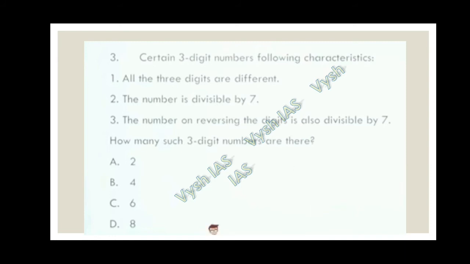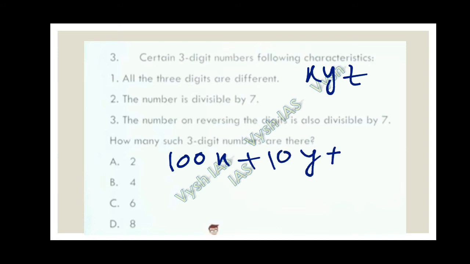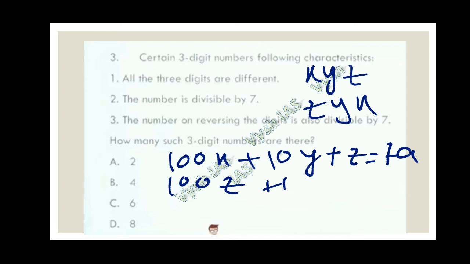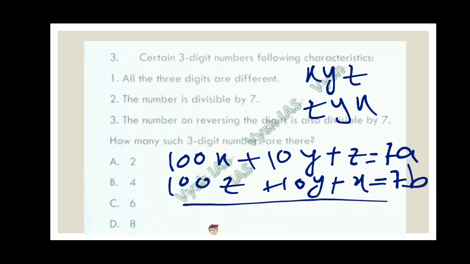I have told you in the last class that XYZ as a number can be written as 100x plus 10y plus z, which is equal to 7a, since it is divisible by 7. If it is reversed, ZYX can be written as 100z plus 10y plus x. This is also divisible by 7, so it is 7b.